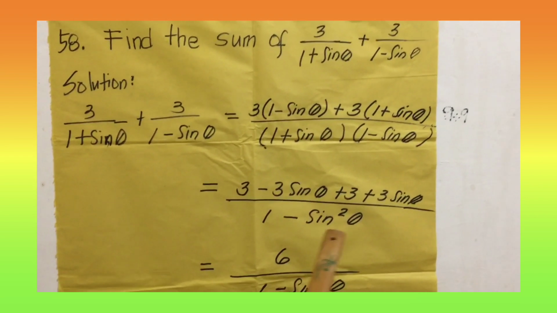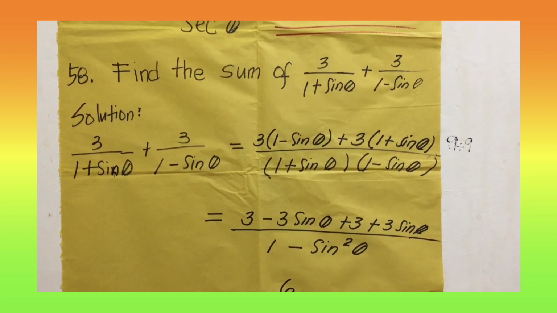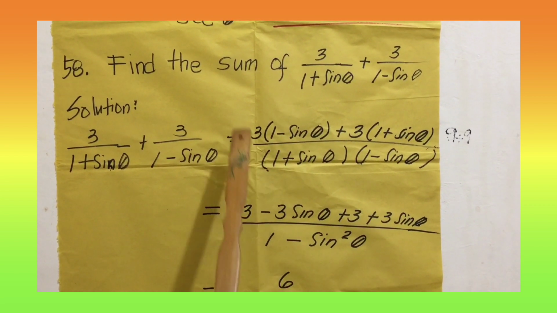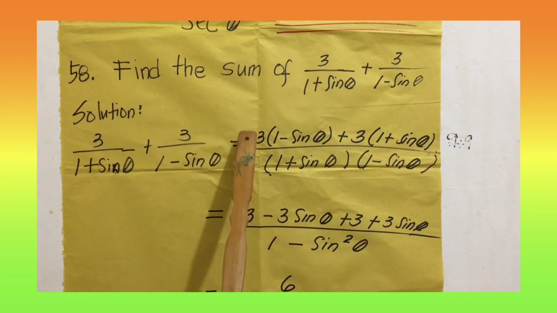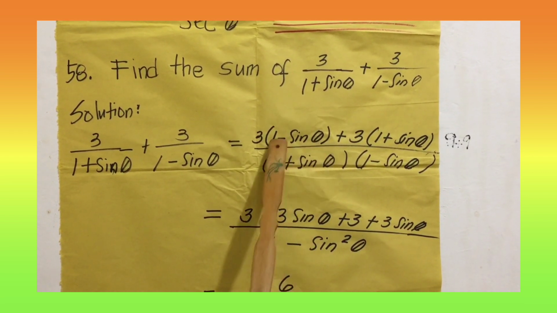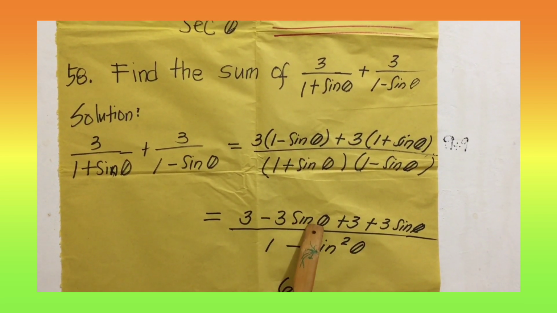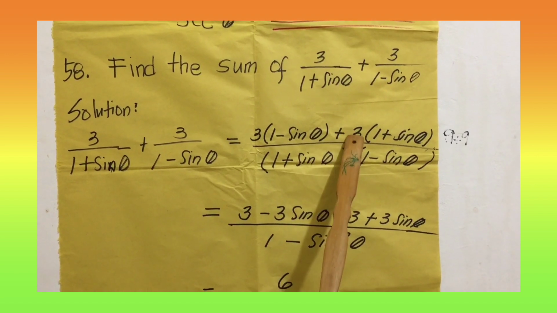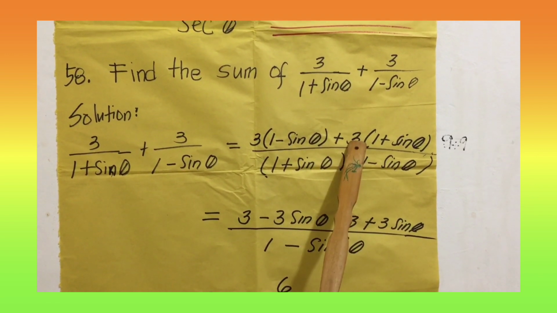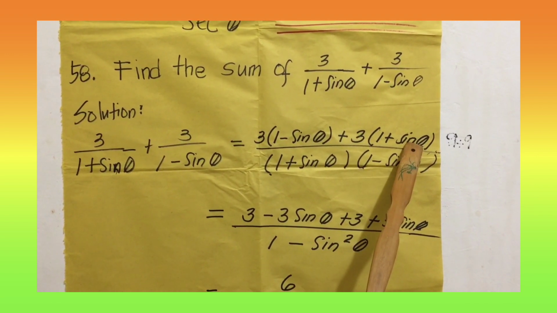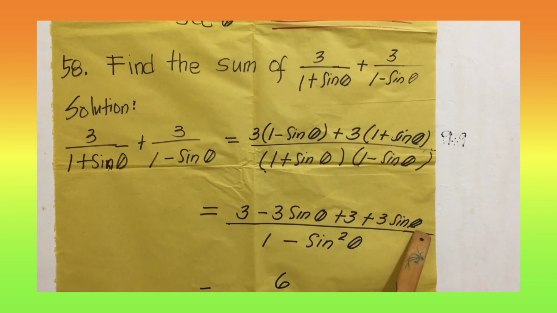Then the next thing we do is to simplify. We're going to use the distributive property. 3 times 1 equals 3. 3 times minus sine theta, we have minus 3 sine theta. Then plus 3 times 1 equals 3. Then 3 times sine theta, so we have positive 3 sine theta.